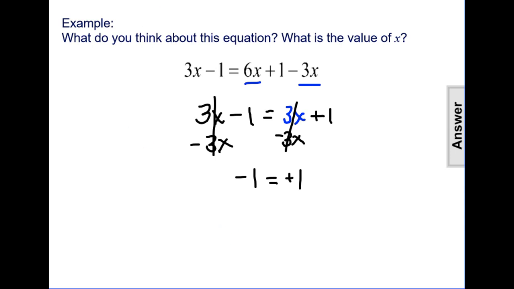What does that mean? When solving an equation where the variables are eliminated and you are left with a false statement, negative 1 does not equal positive 1. This is false. The answer is going to be no solution. There is no value of x that will make this equation true.